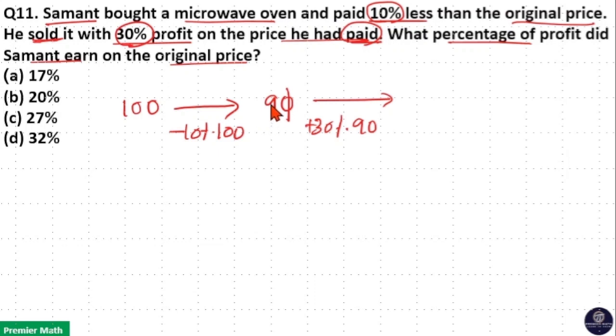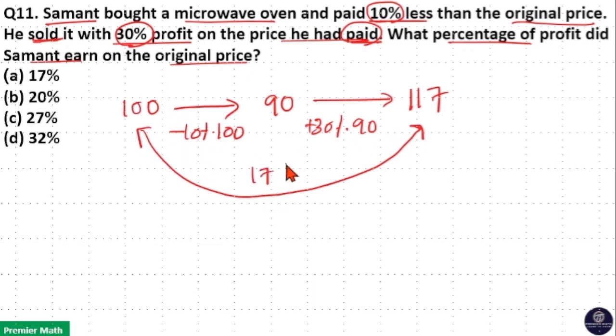Then 30% is 9 into 3, 27. That means he sold the same item for 90 plus 27, that is 117 rupees. That means total profit on the original price is 17%. Because if original price is 100, he sold it with 117 rupees. Total 17 rupees more. So 17%. Option A is your answer.